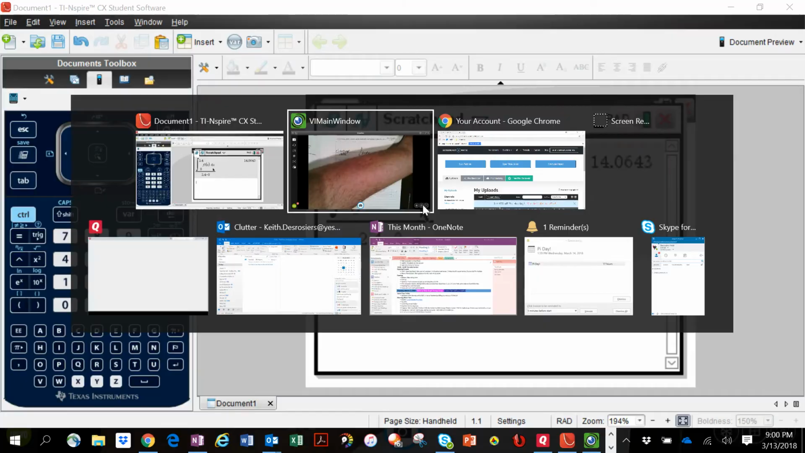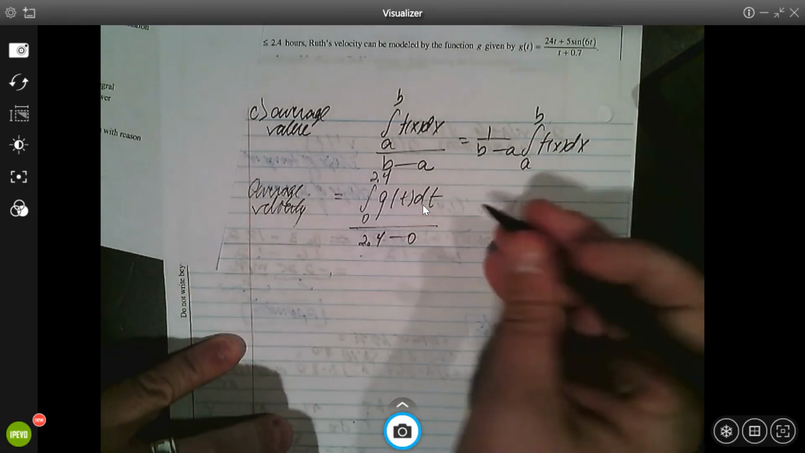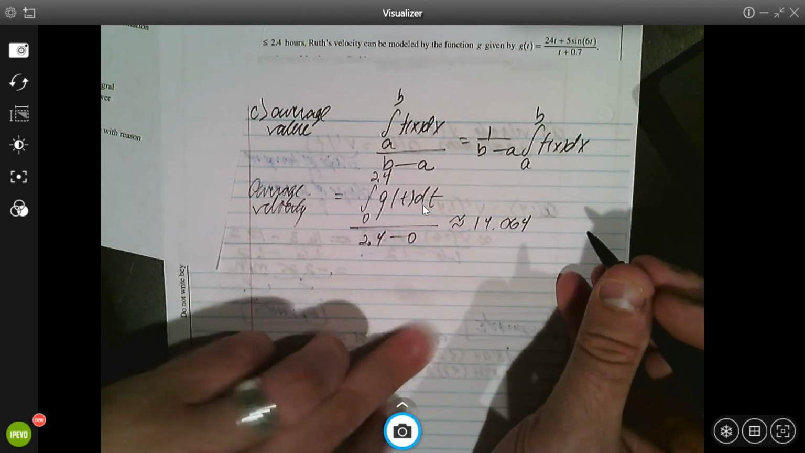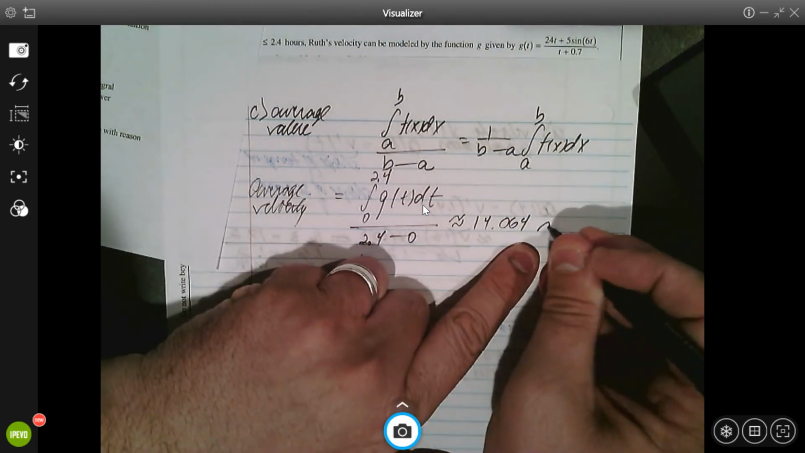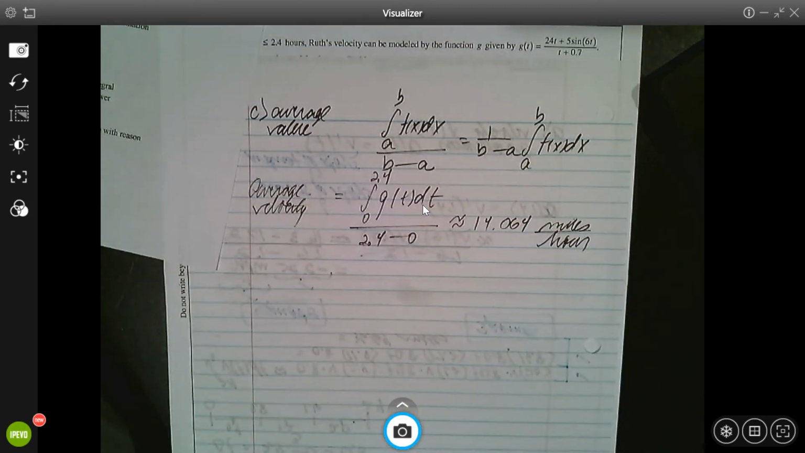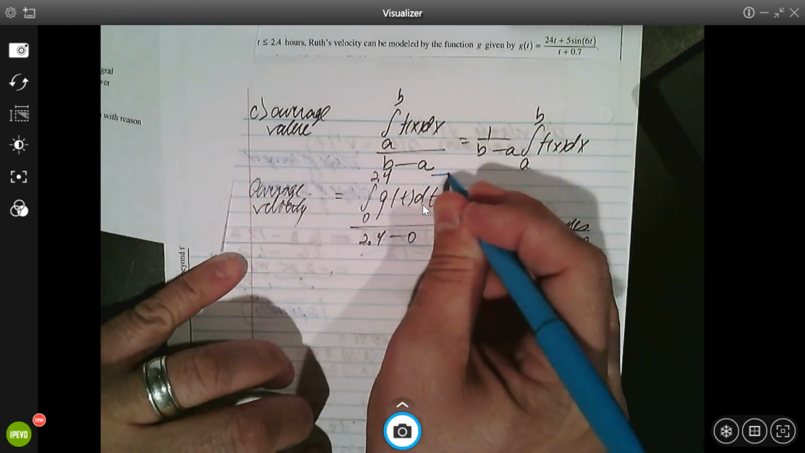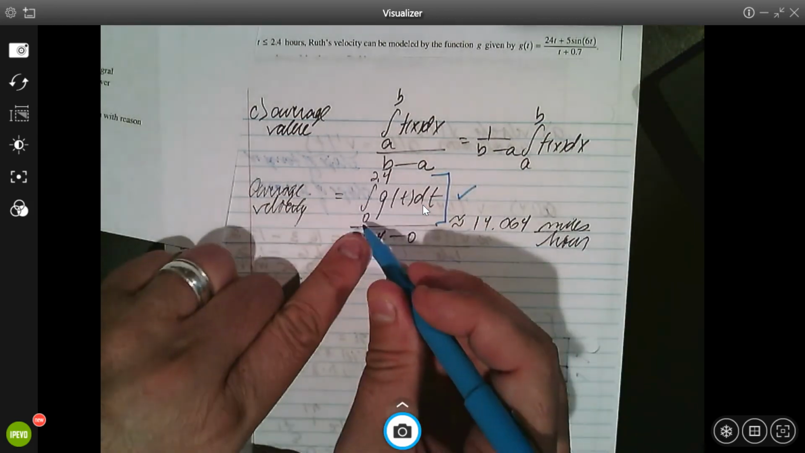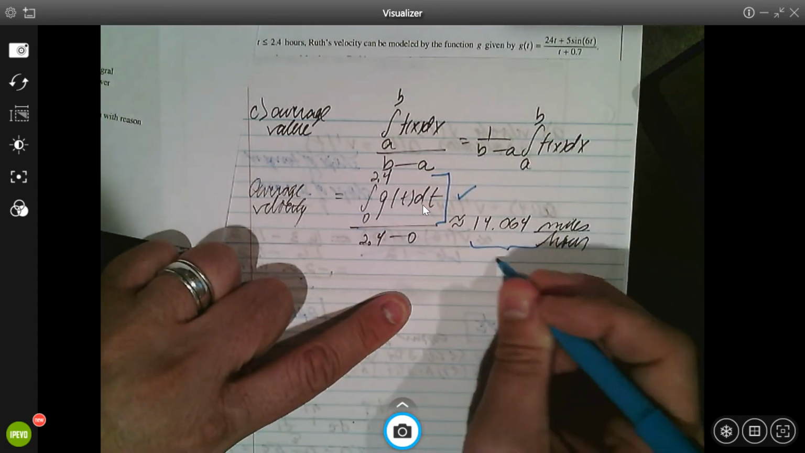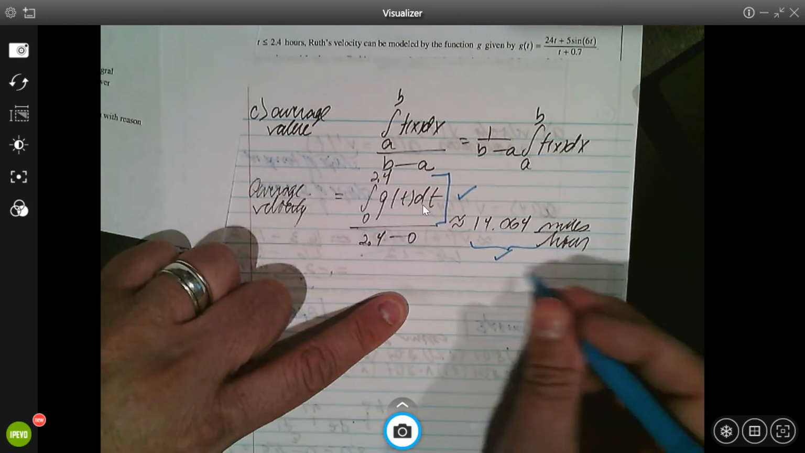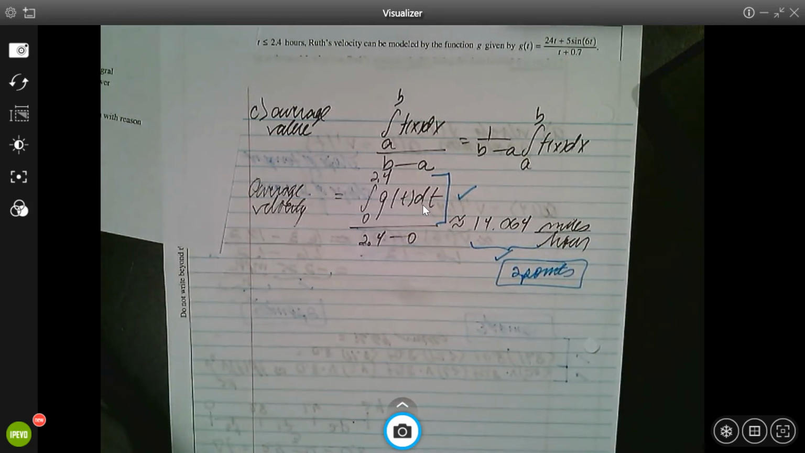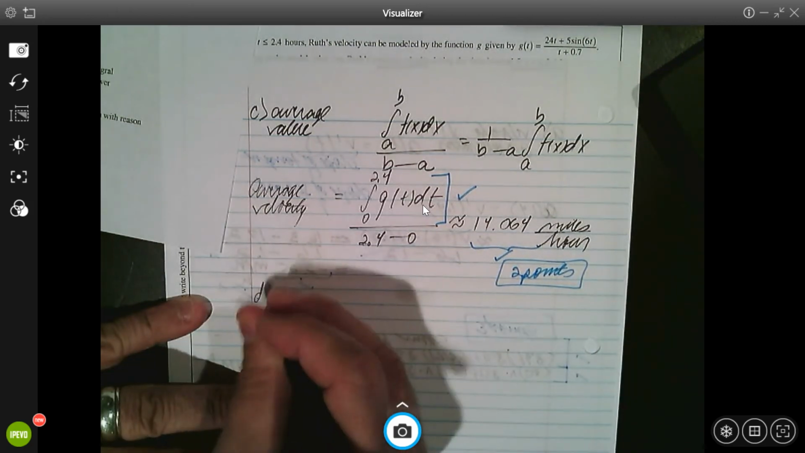Let me switch back so that you can see what I'm going to write down here. This is approximately 14.064. Because this is still velocity, the units are going to be miles per hour. College Board awarded 1 point for the integral of g of t dt from 0 to 2.4, and 1 point for the numerical answer, even if you did not include the units. That is 2 points. Let's look at part D.